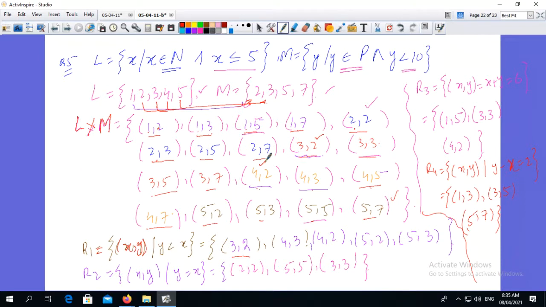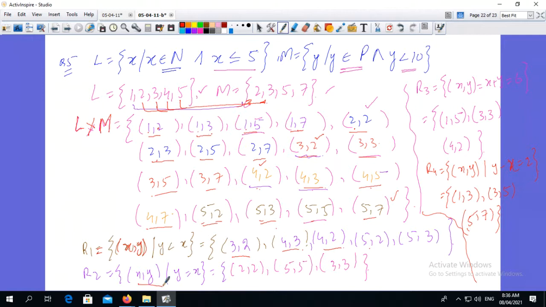So the second order pair is (4, 2). The third order pairs are (4, 3), then (4, 5), then (4, 2), (5, 2), and the last one is (5, 3). These five ordered pairs are the ones in which x is greater than y, or y is less than x.